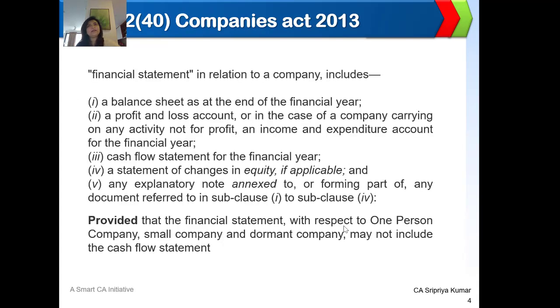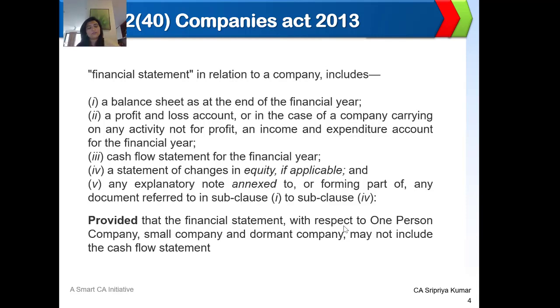Now, very interestingly, there's a Companies Act definition of financial statements. So I thought it would be very relevant to introduce that as well. Financial statements in relation to a company includes a balance sheet, a profit and loss account, or an income and expenditure account, where it's a company carrying an activity not for profit, like your Section 8 companies, a cash flow statement for the financial year, a statement of changes in equity if applicable, and any explanatory note annexed to or forming part of any document referred to in the above subclause. So this is section 2(40).